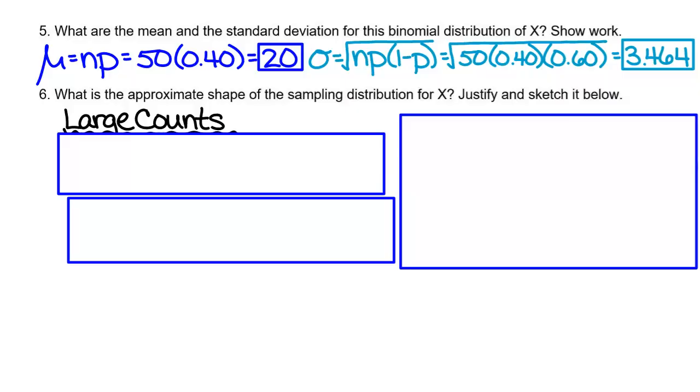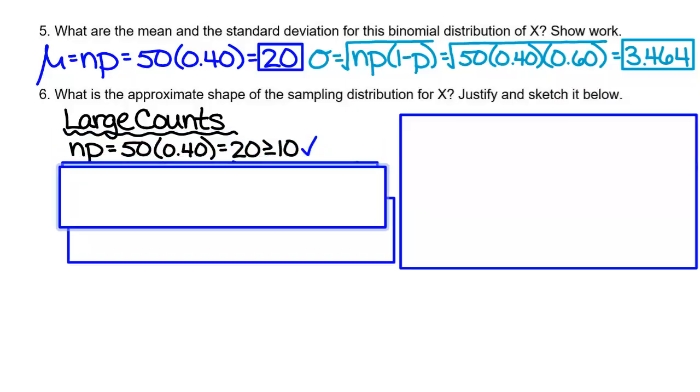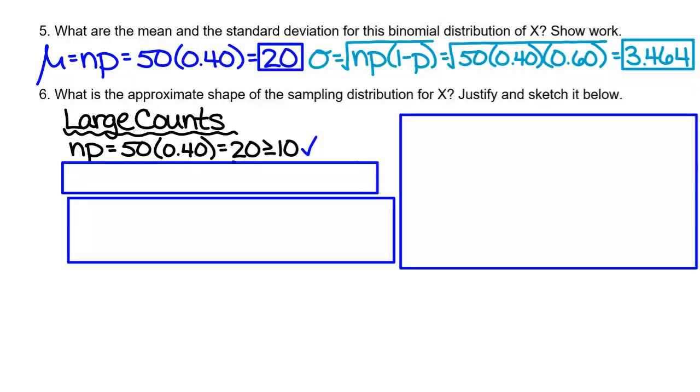Was N times P 10 or bigger here? Yes. N times P came out to be what? Came out to be 20. So that was bigger than 10. What else do I have to check? Not just N times P, but yes, N times 1 minus P.